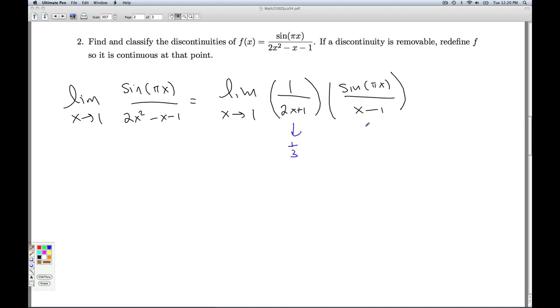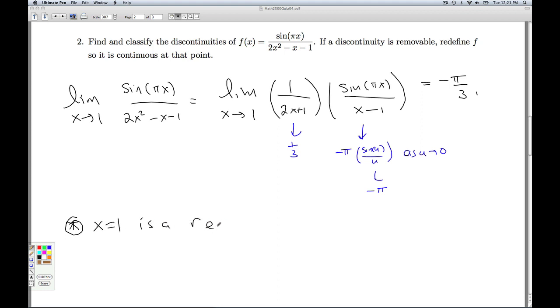As x goes to 1, the sine of pi x over x minus 1 is the same as negative pi sine of u over u as u goes to 0. So this goes to negative pi. So what's my grand final answer? Negative pi over 3. So the limit does in fact exist. And since the limit exists, that means that x equals 1 is a removable discontinuity.